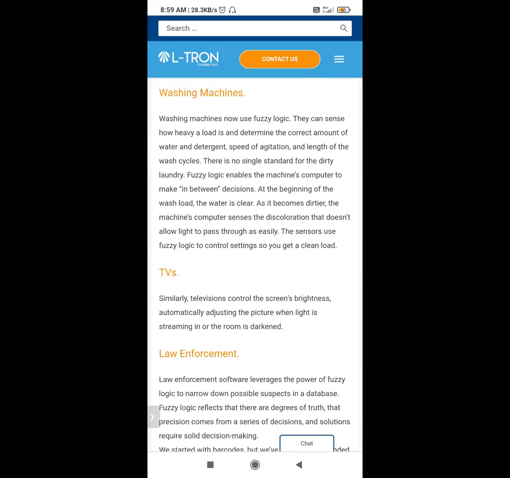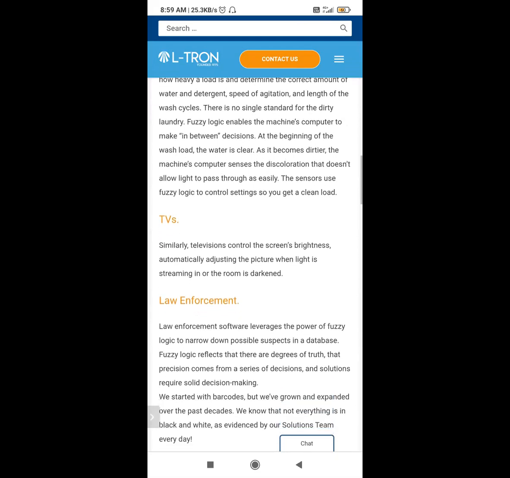So now the computer senses the discoloration of the water, and it does not allow light to pass through as easily. So the sensors will use fuzzy logic to control the settings so that you will get a clean load or clean clothes. Okay, right. So that is regarding the washing machine example.